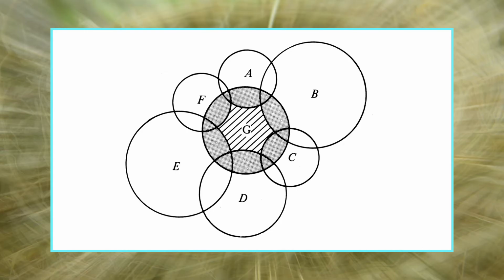Set theory model of the fundamental niche, stippled and cross-hatched, of species G and its realized niche, that is cross-hatched, which is a subset of the fundamental niche after competition and complete competitive displacement due to 6 superior competitors, species A, B, C, D, E and F.